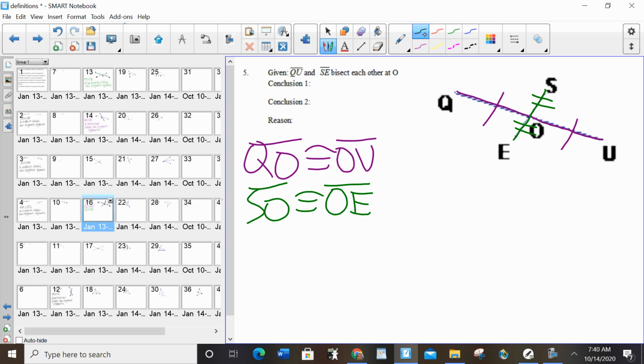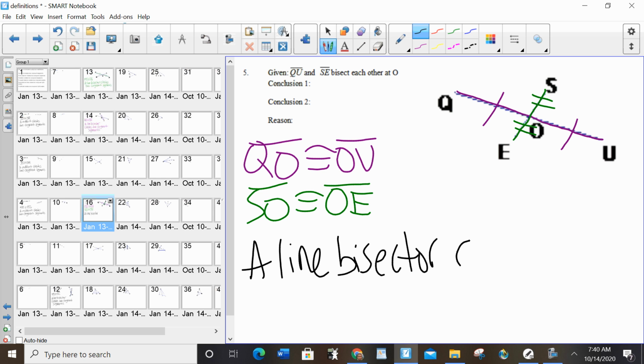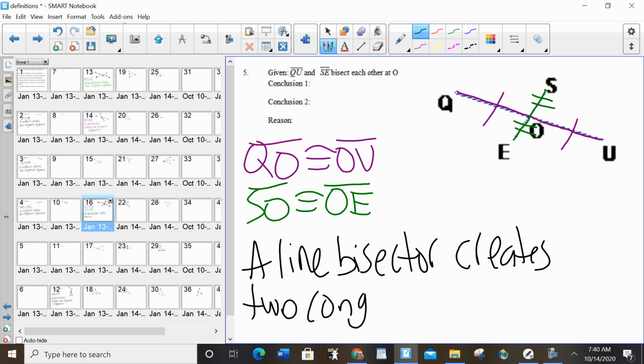What's my reason? Well, since lines were bisected, I'm using my line bisector definition, which is a line bisector creates two congruent segments.